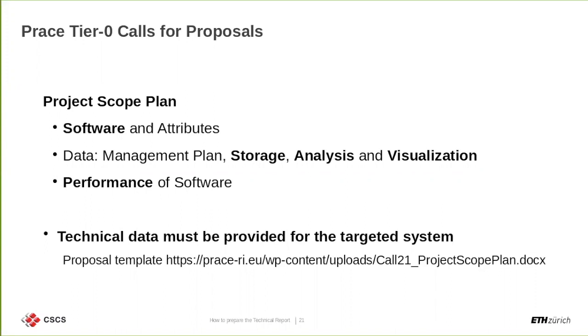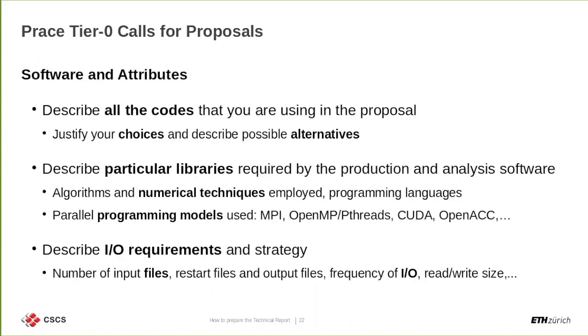Now, in this template, you have some technical parts that are software and attributes, data, which means management plan, storage, analysis, and visualization, and the performance of software. So let's go through them. The software and attributes is meant to describe all the codes that you use in the proposal with a justification of your choice and description of possible alternatives.